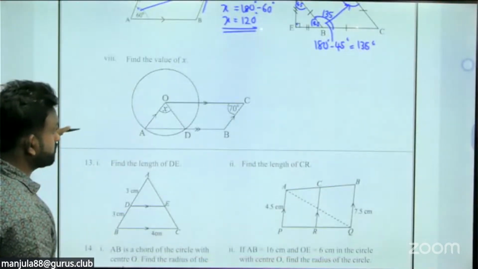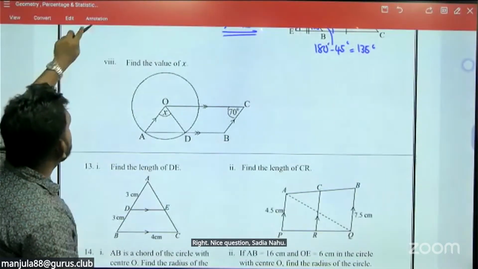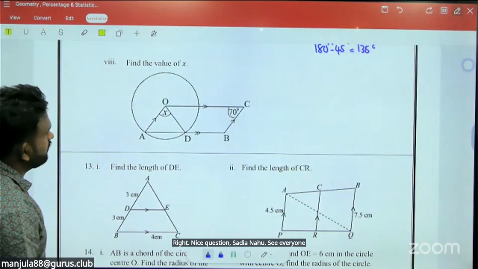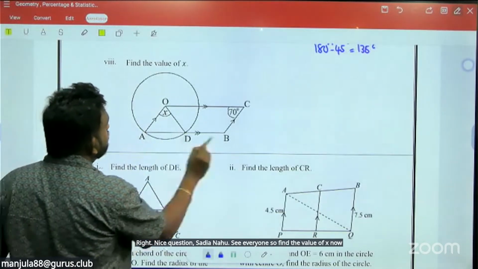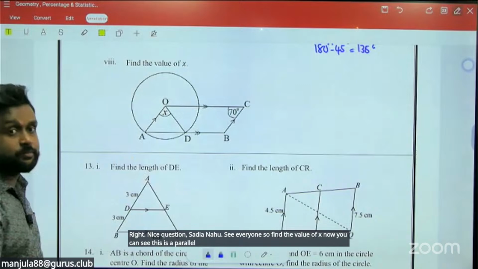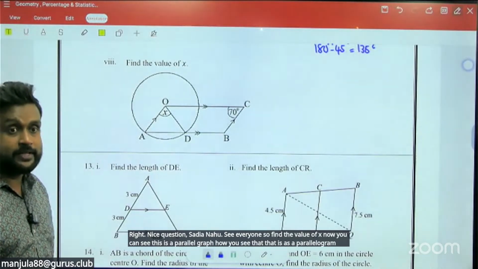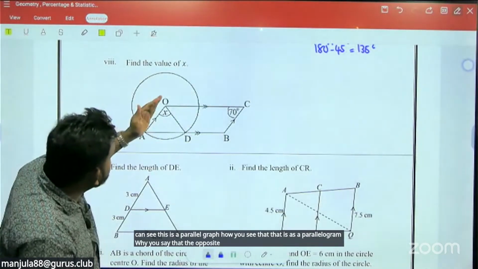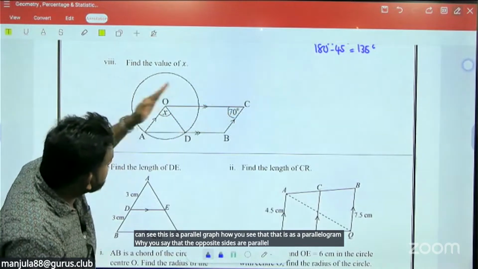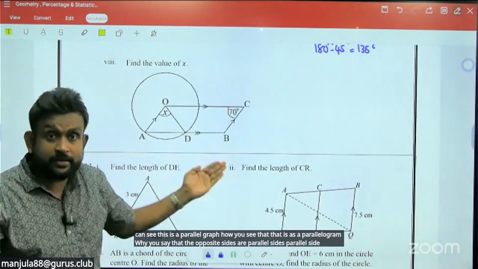Right, nice questions are there now. See everyone, find the value of x. Now you can see this is a parallelogram. How do you say that this is a parallelogram? Why do you say that? The opposite sides are parallel. This side is parallel, this side is parallel. So that is a parallelogram.